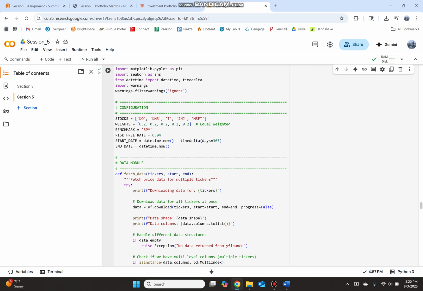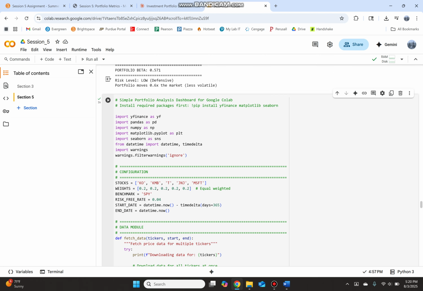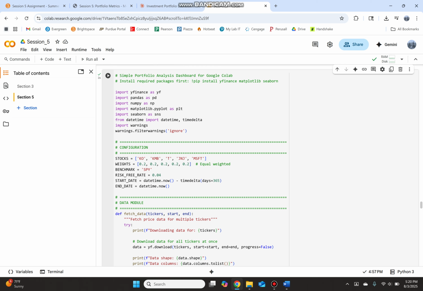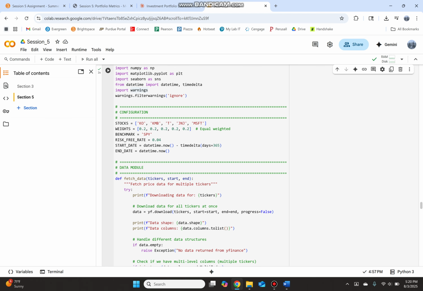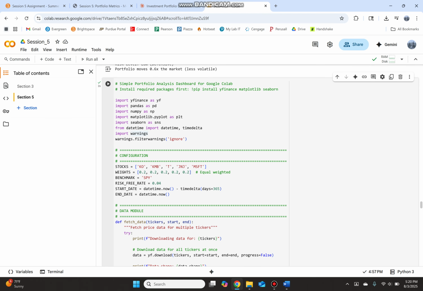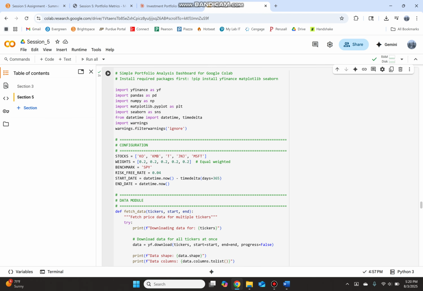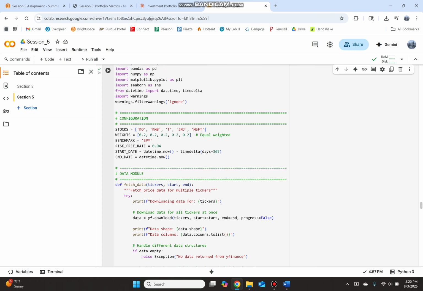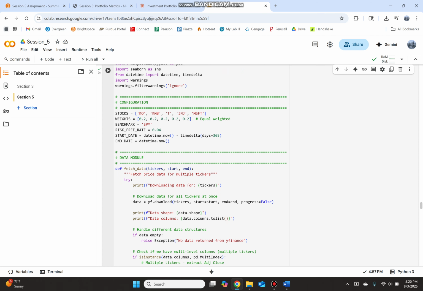Going to my code, and this is getting basically into the code. We have our imports: yfinance, Pandas, NumPy, Matplotlib, Seaborn, Datetime, and warnings. And I have, I believe, 7 modules for this. So there's the configuration, which basically sets up all my stocks and their weights and everything. I looked online and got 0.04 for the current 1 year T-bill rate to use as my risk-free rate.